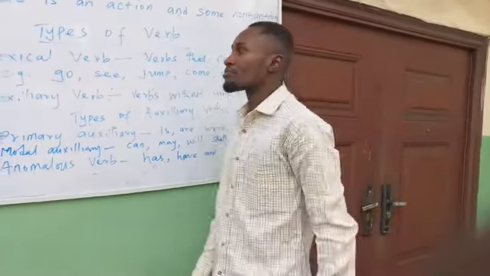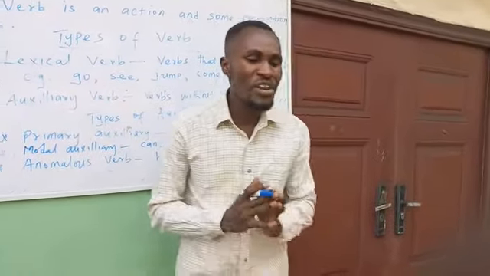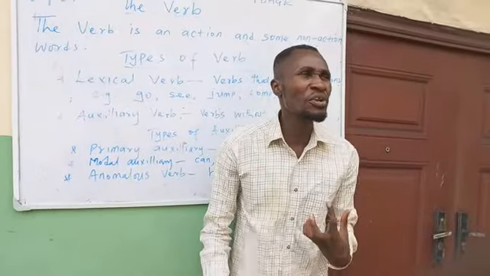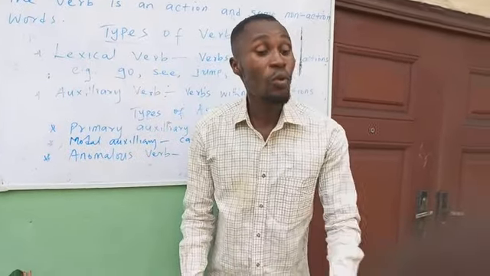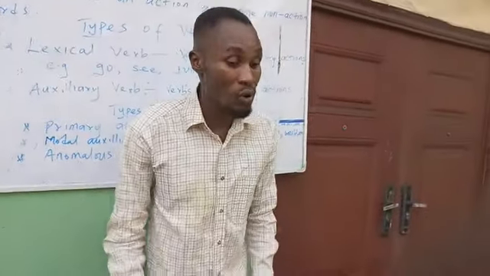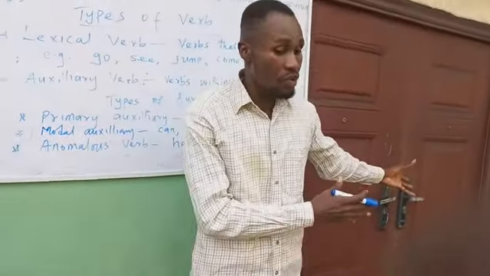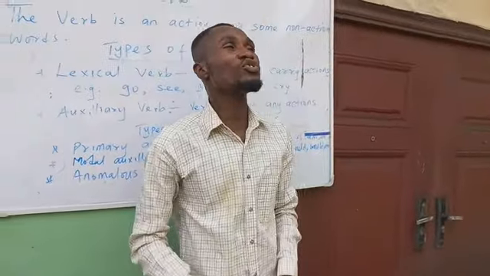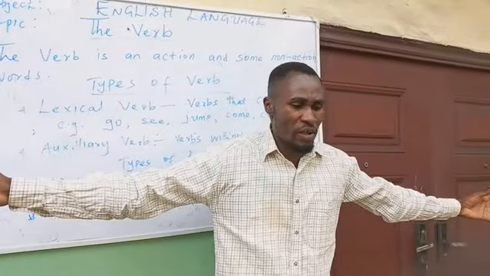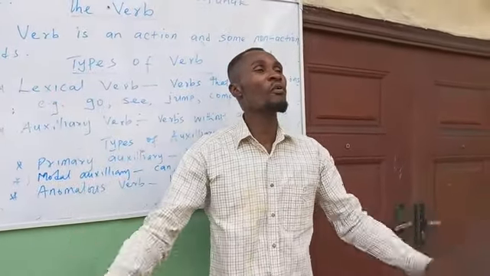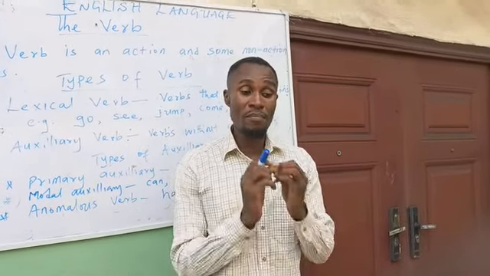Now pay attention. How do we know that a word is a lexical verb? If you hear the word and the word makes you do something, that word is a lexical verb. Any word you hear that makes you carry out an action, or any word you hear that makes you do something, that word is what? A verb. How do I know a lexical verb? A lexical verb will make me perform an action. That's it. A lexical verb will make you perform an action.